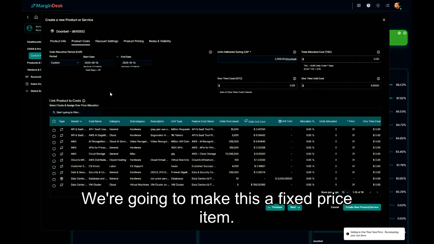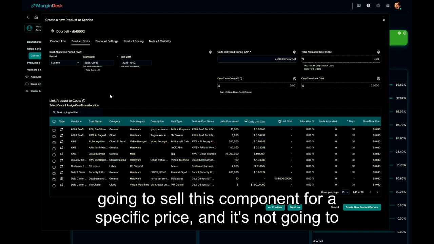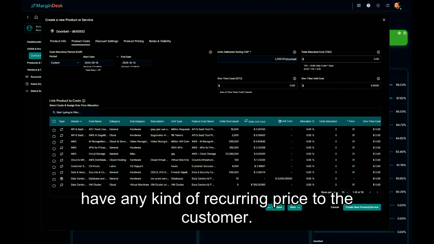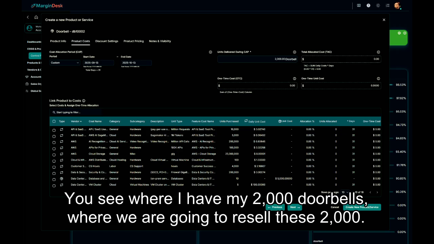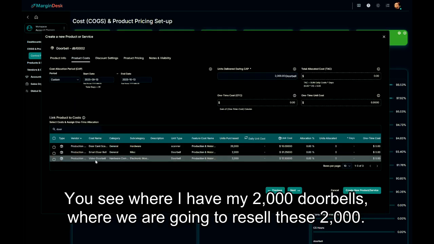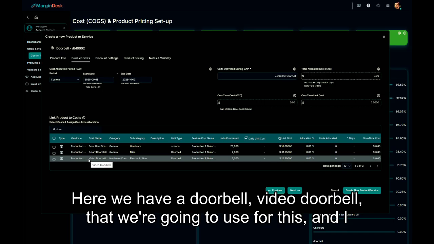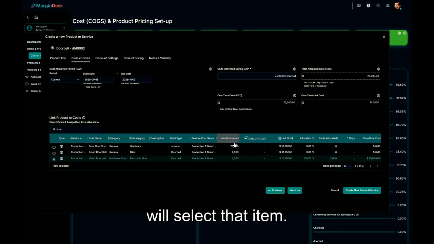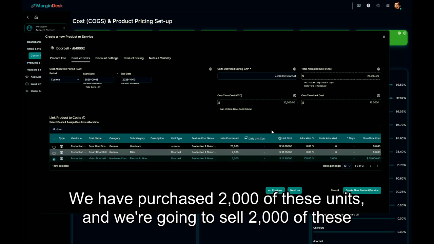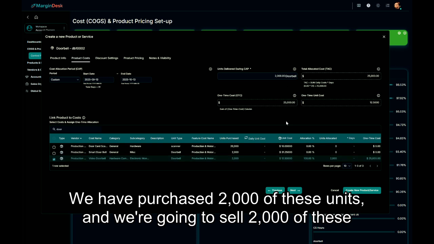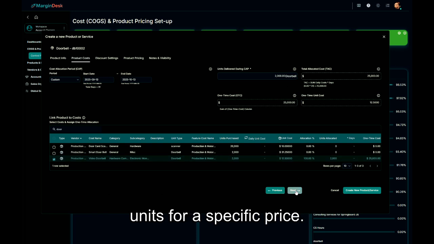We're going to make this a fixed price item. You're going to sell this component for a specific price, and it's not going to have any kind of recurring price to the customer. You see where I have my 2,000 doorbells where we are going to resell these 2,000. Here we have a video doorbell that we're going to use for this, and I will select that item. We have purchased 2,000 of these units, and we're going to sell 2,000 of these units for a specific price.